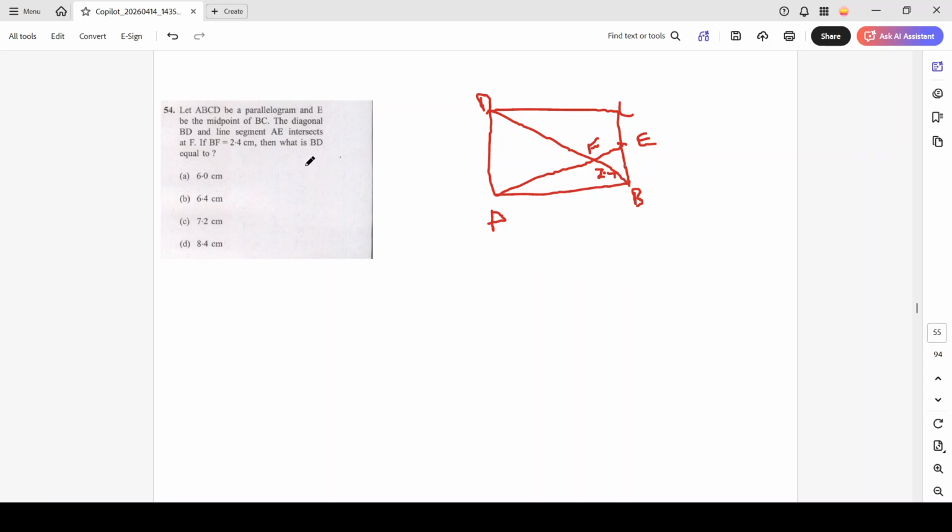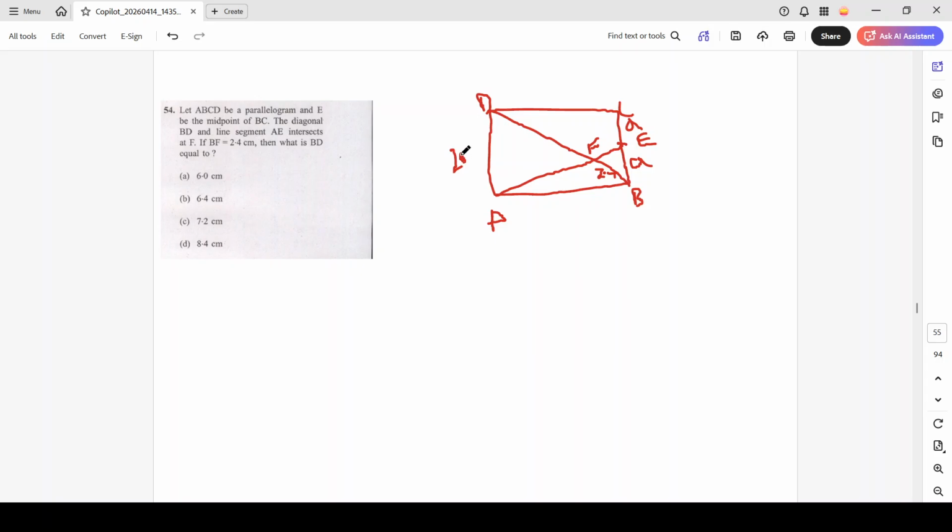Okay. Then BD, length of BD. So first of all, if we consider this A, that means this will also be A, and if this is A, that means this is a parallelogram. This complete will be 2A.